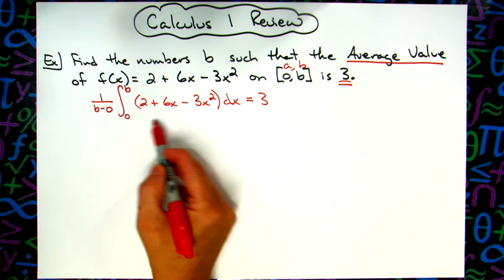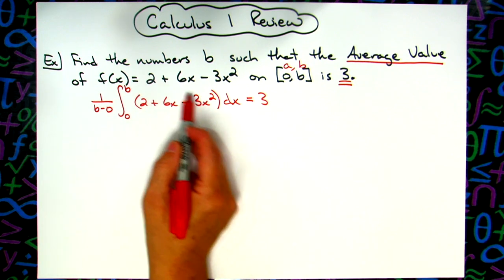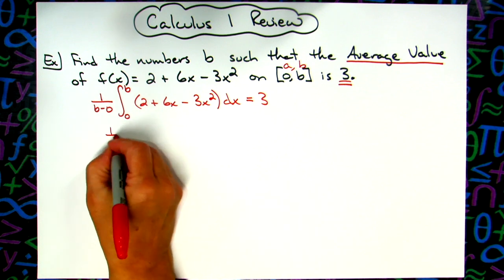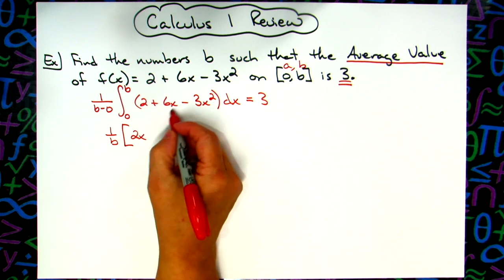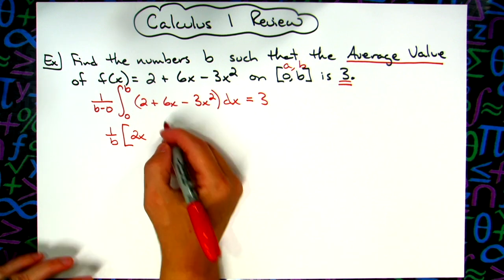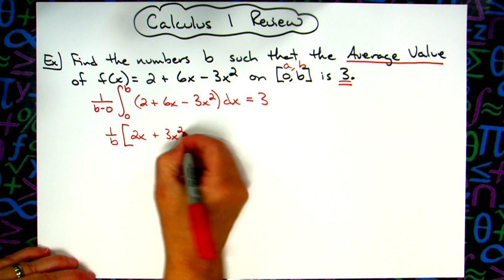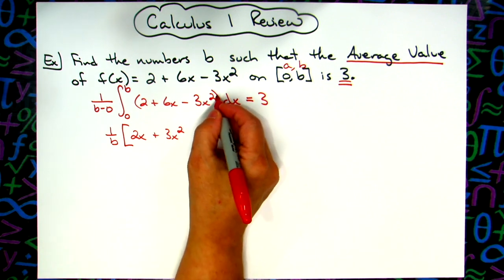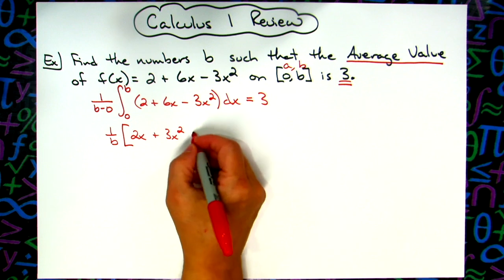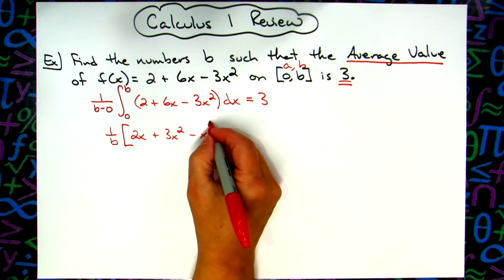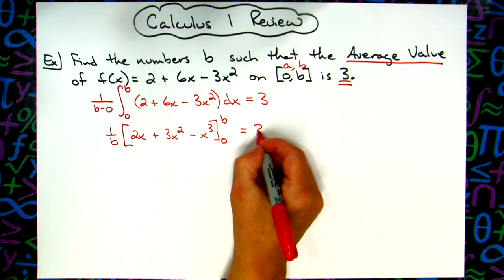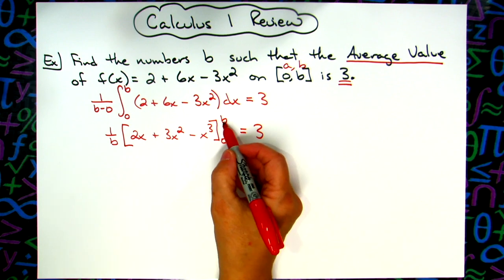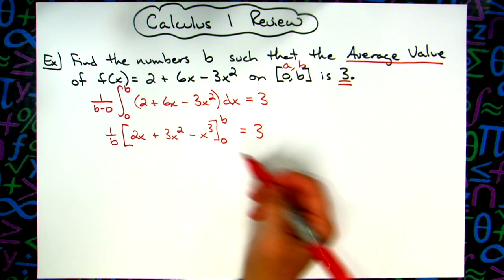So the first thing we're going to do is take a look at this integral right here and integrate. We'll go ahead and simplify this to a 1 over b there in front. Integrating 2, we're going to get 2x. Integrating the 6x, we'll add 1 to the exponent and then divide by that 2, so we'll get 3x squared. Integrating the 3x squared, adding 1 to that exponent and then dividing by that 3, we'll get a minus x to the third power. Now we want to integrate that from 0 to b, and it is still set equal to 3.